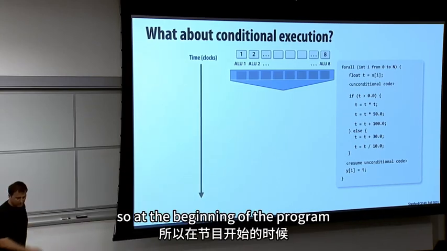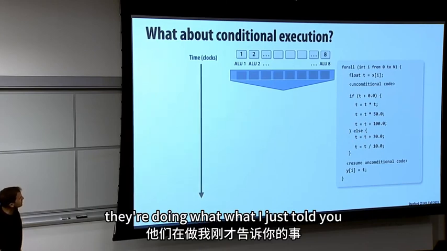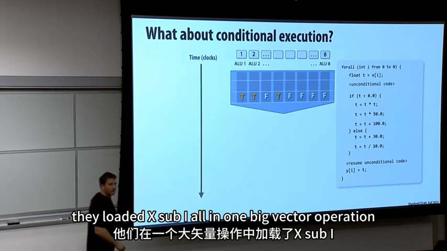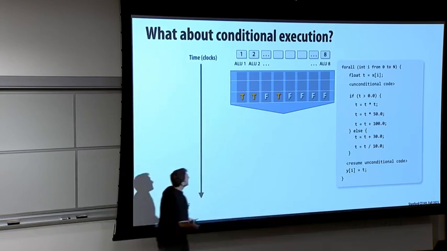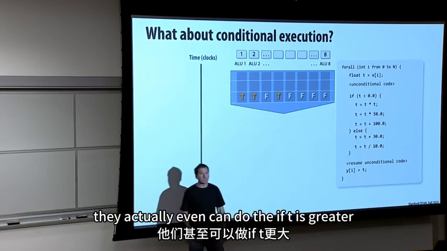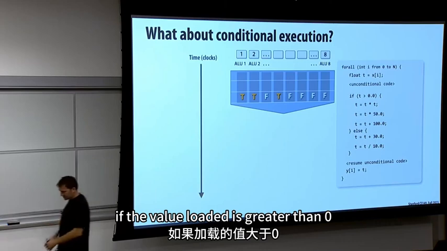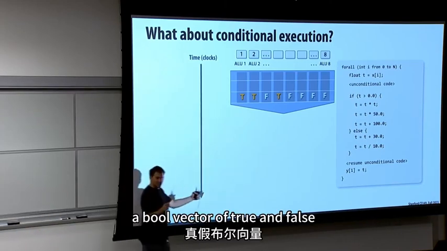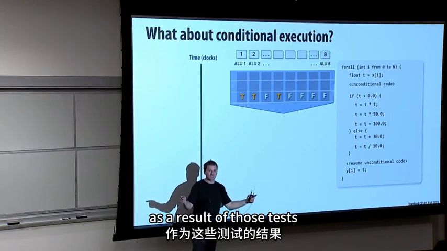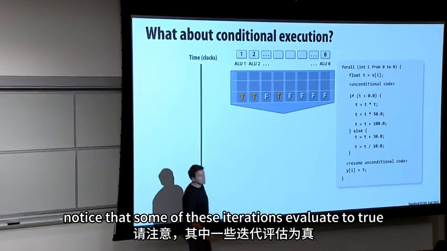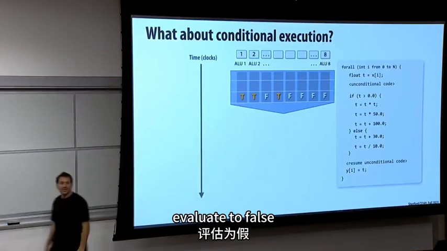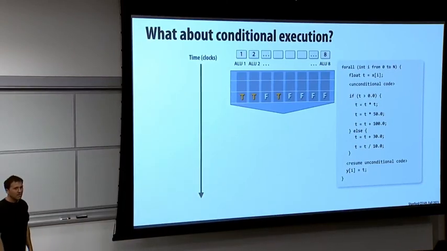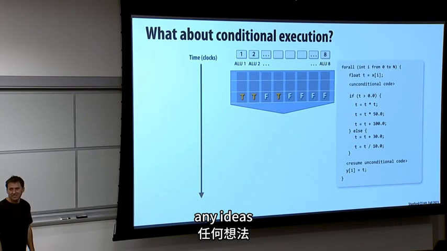So at the beginning of the program, the ALUs are doing what I just told you. They loaded x sub i all in one big vector operation. They can even do the if test: for every iteration, if the value loaded is greater than 0. And they'll get a bool vector of trues and falses as a result of those tests. Notice that some of these iterations evaluate to true and some of them evaluate to false. What do you think happens next? Any ideas?